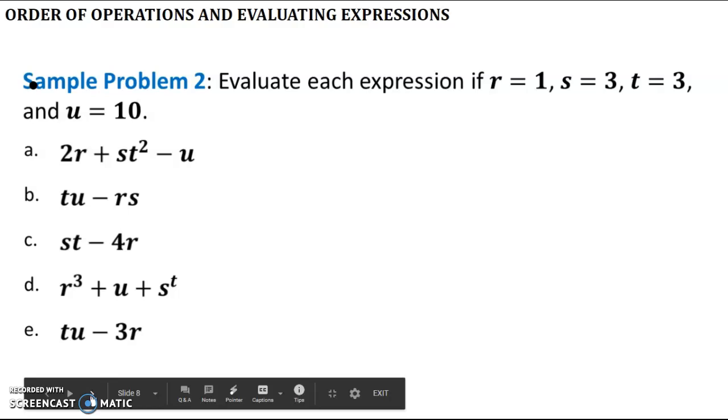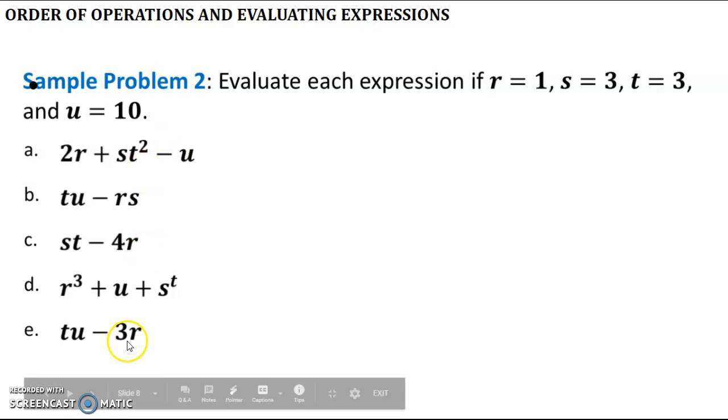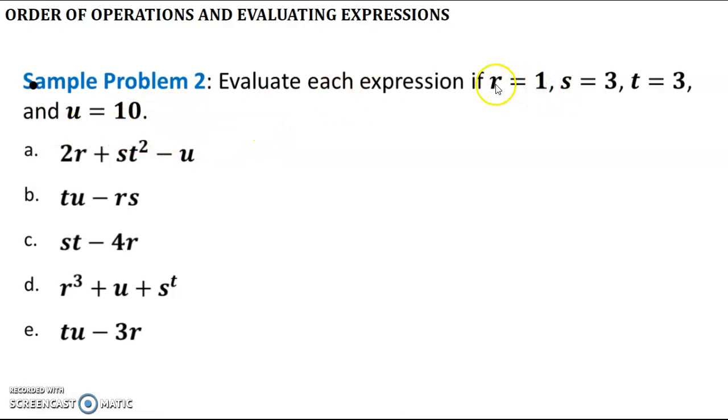So again, here are the sample problems. So 2r plus st squared minus u. So again, you're just going to put the numbers in for the letters, or the variables. So you would do 2 times 1 plus 3 times 3 cubed, or squared, I'm sorry, minus 10. Okay? And you would solve it from there.